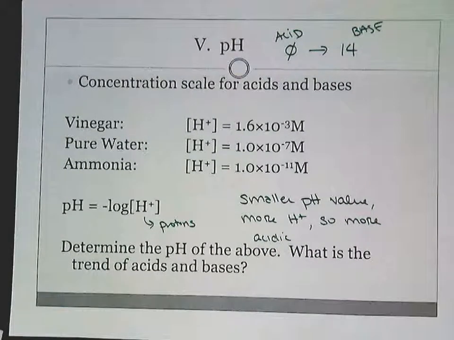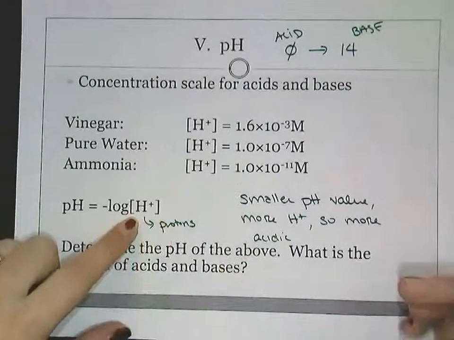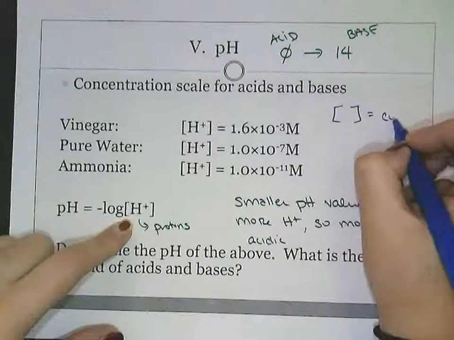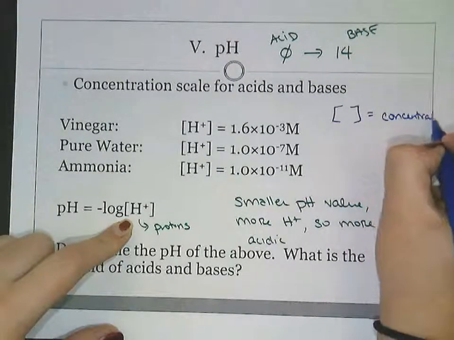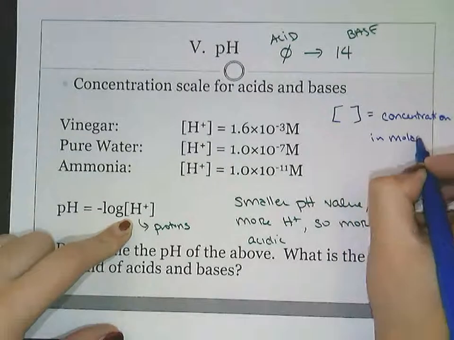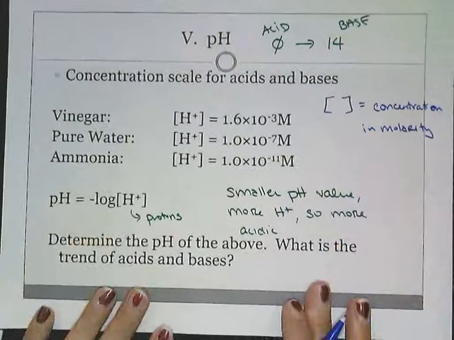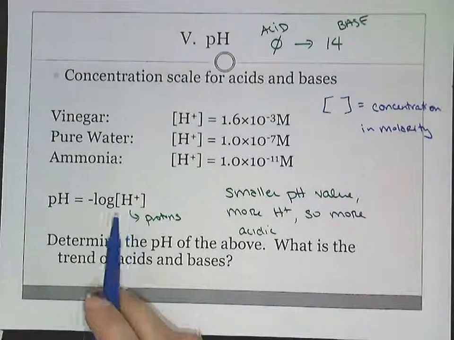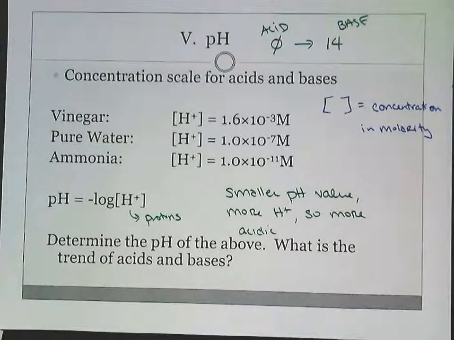All right, we haven't used this notation before, but when I have a bracket around something, it means concentration in molarity of whatever's in the bracket. So in this case, I'm looking at protons, proton concentration in molarity. So whatever's in the bracket, use molarity.